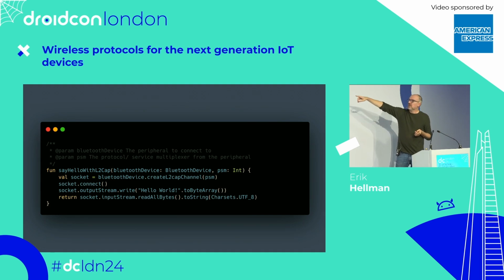So this is a very simple hello world code. You call create L2CAP channel on the Bluetooth device, and you pass it a protocol service multiplexer. That's an internal name inside the Bluetooth standard. It's a number that the peripheral will hand you in some way. How it gets to the phone is a different question. But once you have that number, you can set up an L2CAP channel. And this L2CAP channel basically works like a socket. So you got an input stream and an output stream. And now you can do communication much easier.